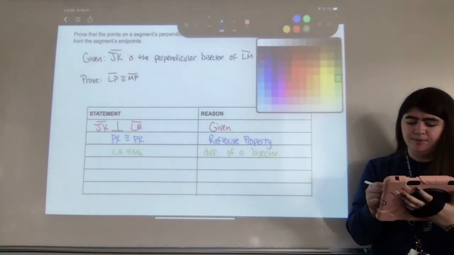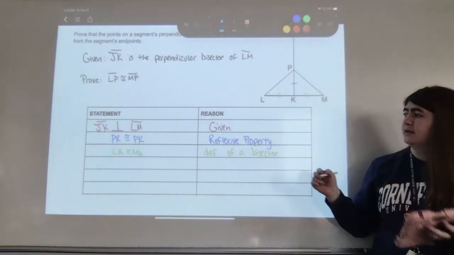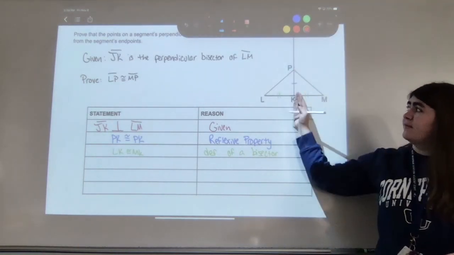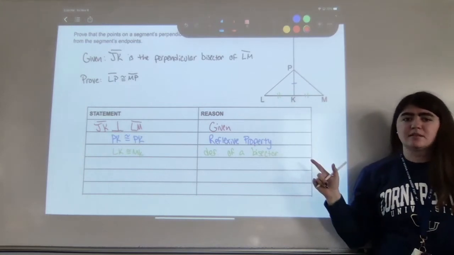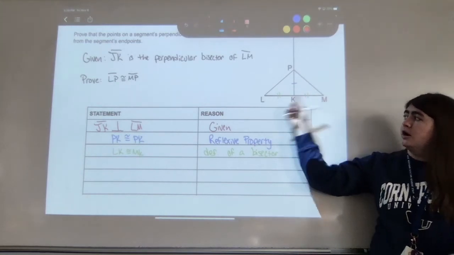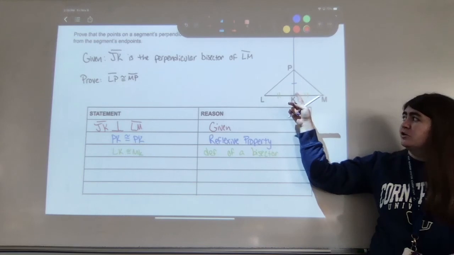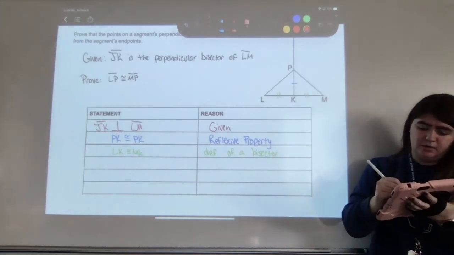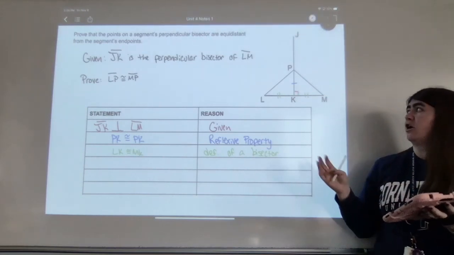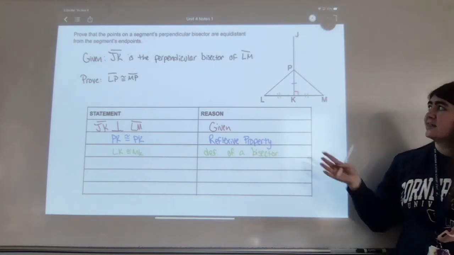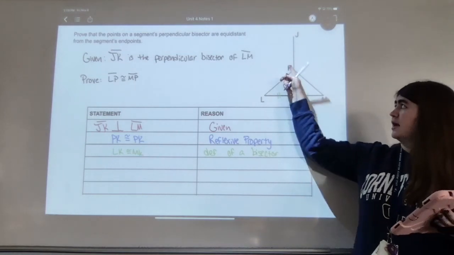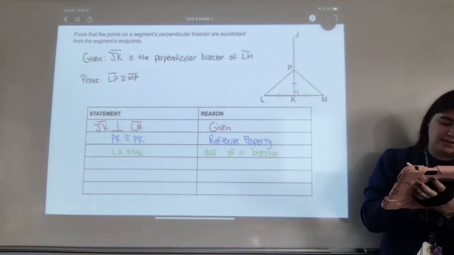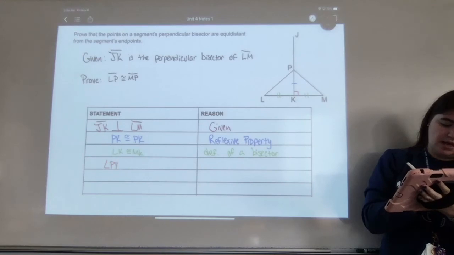So in the next line, I'm going to write in that because we have a perpendicular bisector, that means that we are cutting through our segment at a 90-degree angle. So both of these angles have to be right angles. And because they are right angles, they are congruent. So I can say that angle PKL is congruent to angle PKM. So that's my next line. Angle PKL is congruent to angle PKM.